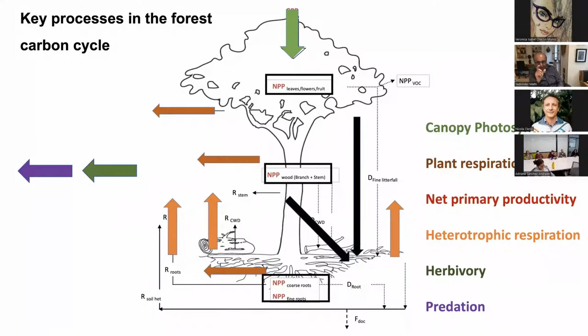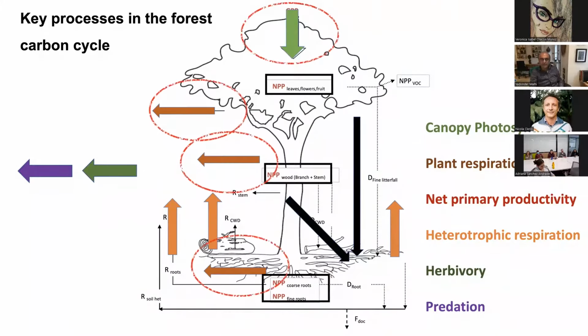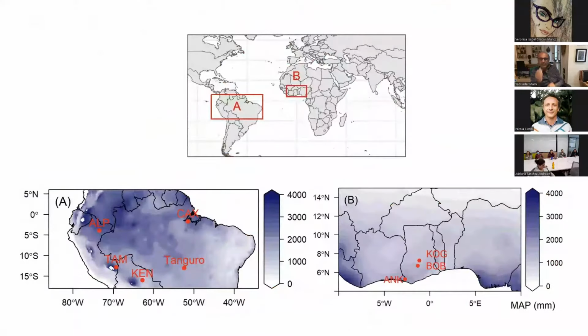The ratio of net primary productivity to gross primary productivity is sometimes called the carbon use efficiency. What fraction of photosynthesis ends up producing biomass, whether it's in leaves or in wood or in fine roots. And we want to see how consistent is that carbon use efficiency across forests. So that involves understanding the respiration and the primary productivity. And I'll show you some of the work we've done comparing two regions.